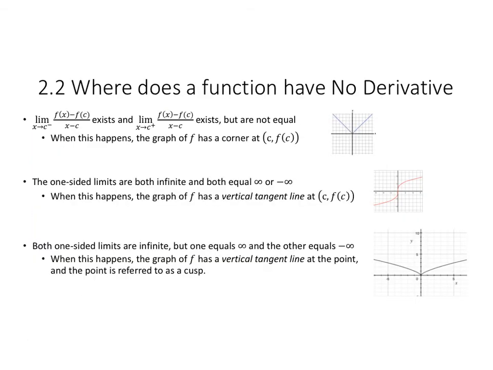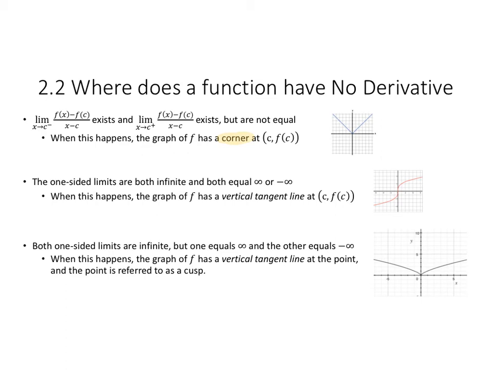Now let's talk about some instances where a function has no derivative. Here, we have something called a corner. It's when the limit as x goes to c from the left exists, and the limit as x goes to c from the right exists, but they're not equal. This happens, for example, in the absolute value function.